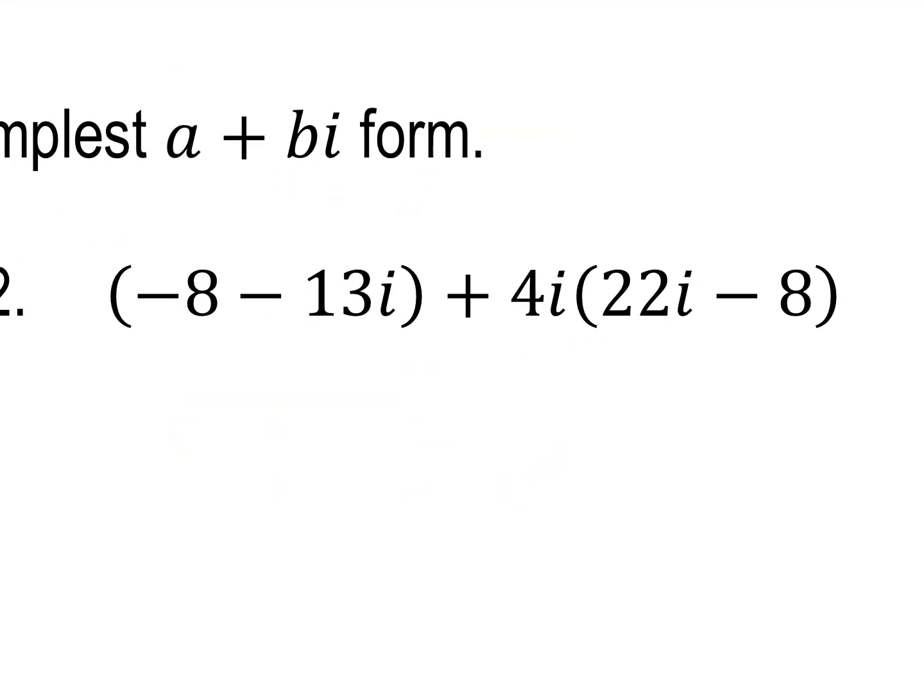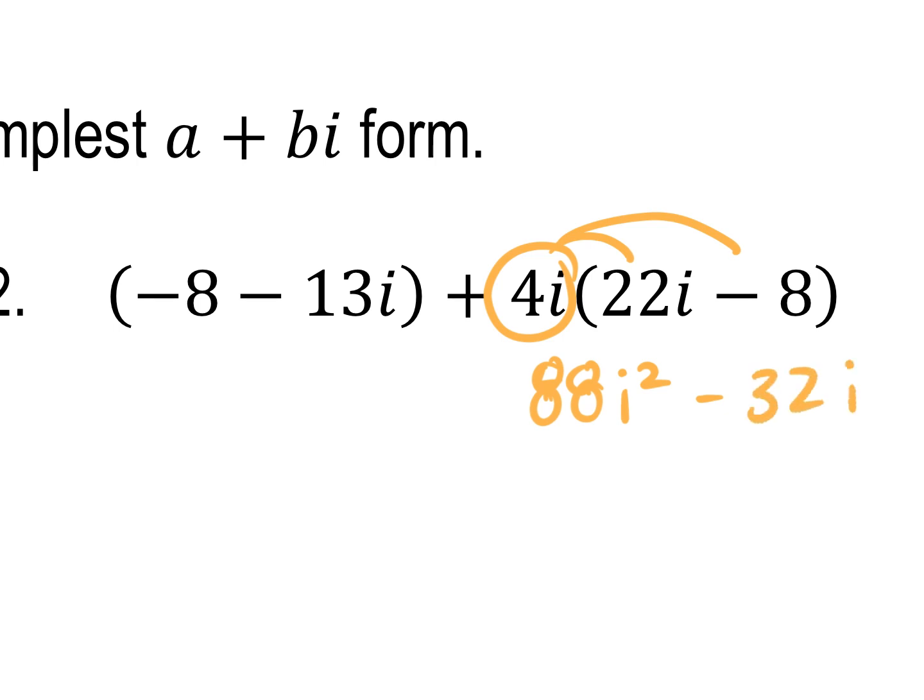So for number 2, what should I do first? Distribute the 4i. So this turns into 88i squared minus 32i. I'm just going to rewrite the first part. We are adding it all together. What should I do next? Anytime we see an i squared, we want to stop what we're doing and change it to a negative 1. So that makes it a negative 88. What would we do next?